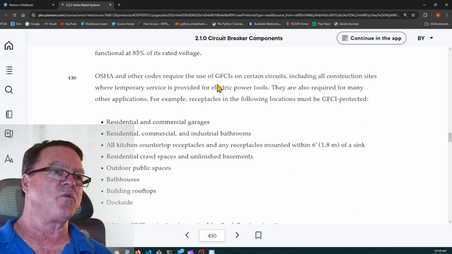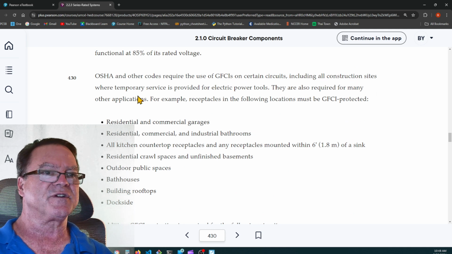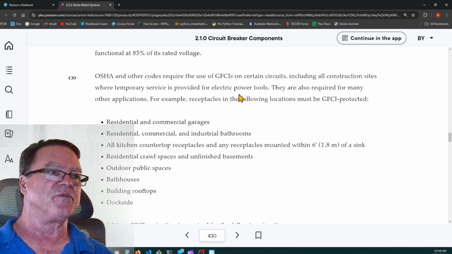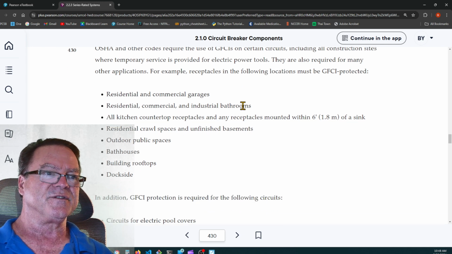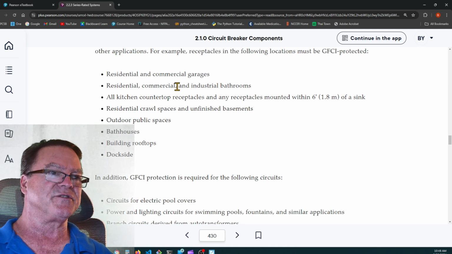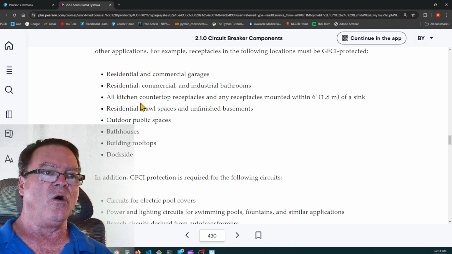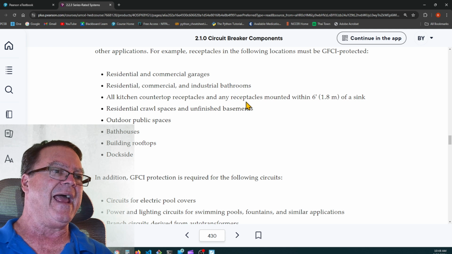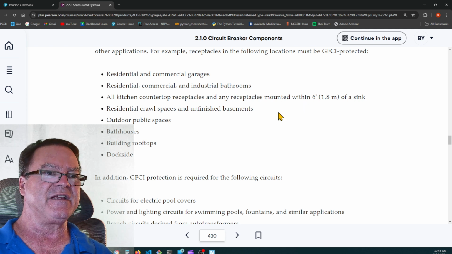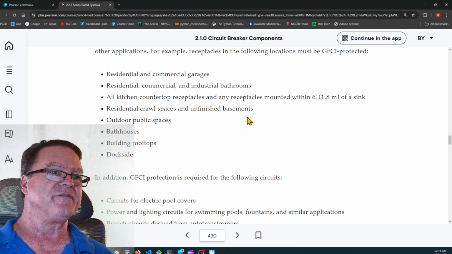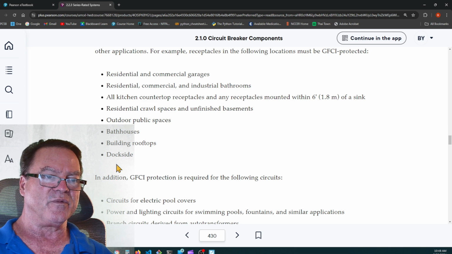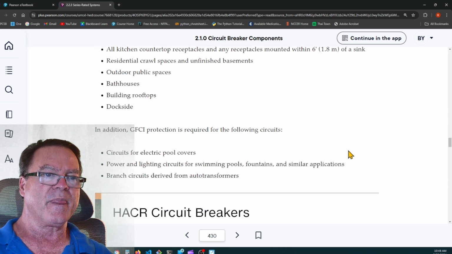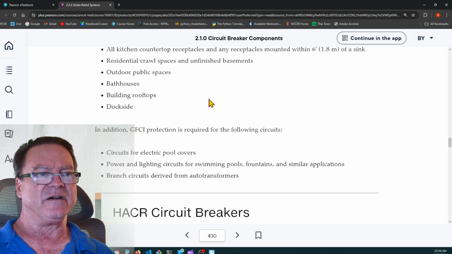OSHA and other codes require the use of GFCIs on certain circuits, including all construction sites where temporary services are provided for electric power. So residential and commercial garages, residential, commercial, and industrial bathrooms, all kitchen countertop receptacles, and any receptacles mounted within 6 feet of a sink, residential crawl spaces and unfinished basements, outdoor public spaces, bathhouses, building rooftops, and dock sides. I believe you find that in 210.8 of the code.